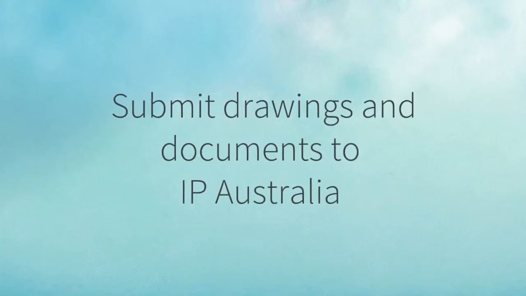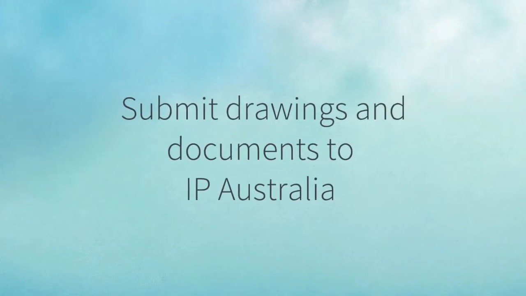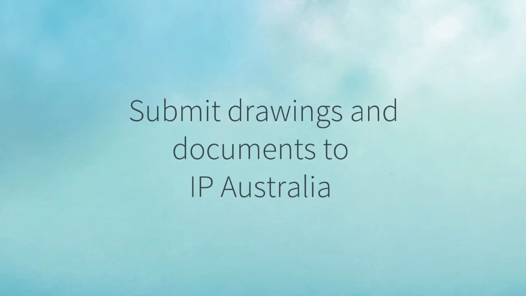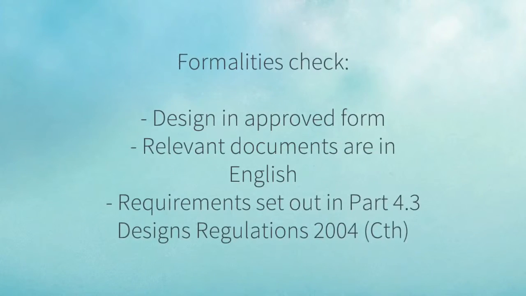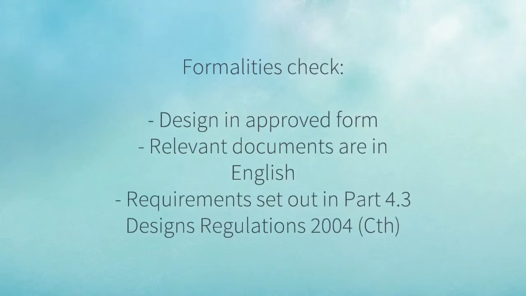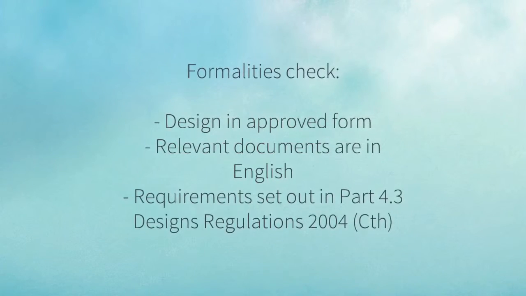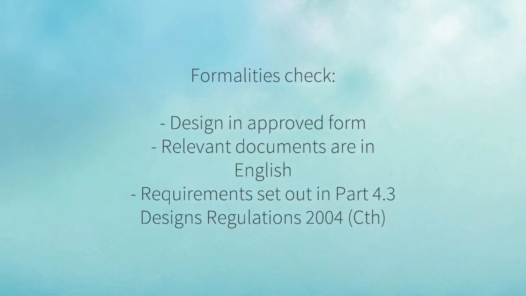Once your drawings are complete, you may submit them to IP Australia along with the other necessary documentation and start the application process. Once you have filed your application, IP Australia will file a formalities examination. This formalities examination is a simple check to ensure that the design application is in the approved form and that the application is submitted in English.